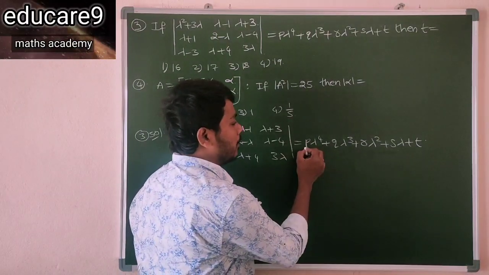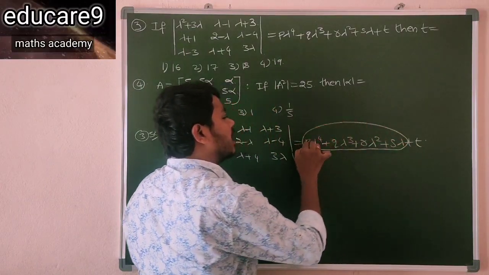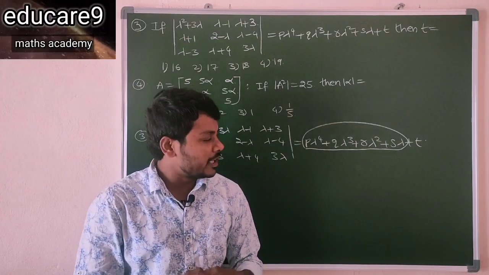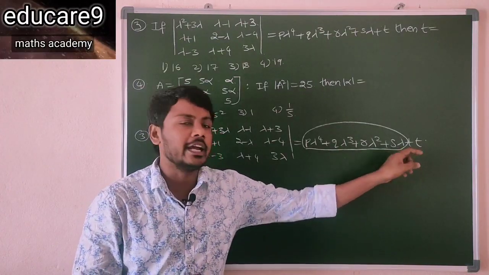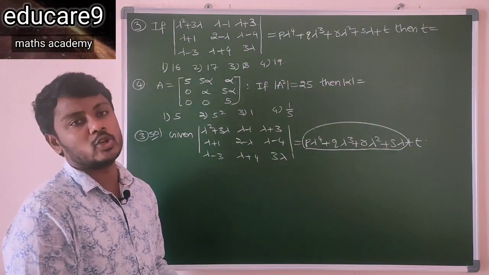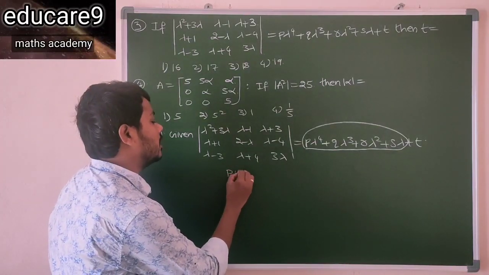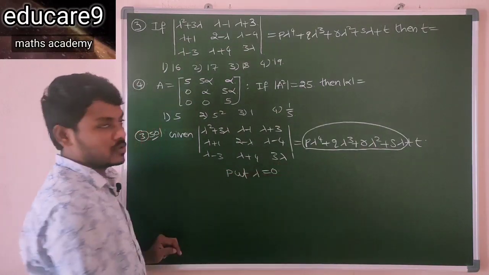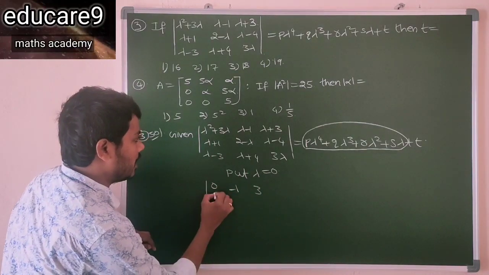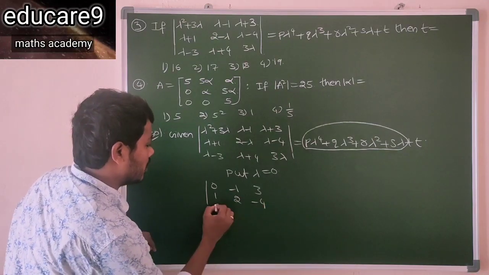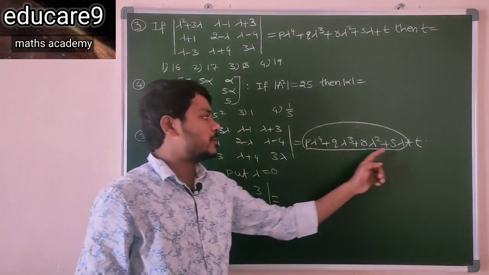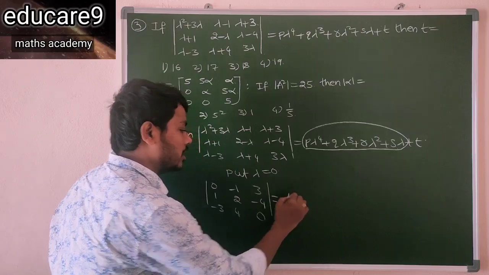So clearly see here P, Q, R, S, these all terms are product with lambda. So clearly put lambda is equals to 0. Then we will get on RHS T value. So clearly on LHS also put lambda is equals to 0. So what you get? This is 0, minus 1, 3, 1, 2, minus 4, minus 3, 4, 0. Is equal to this, all terms should be 0. You will get T value.